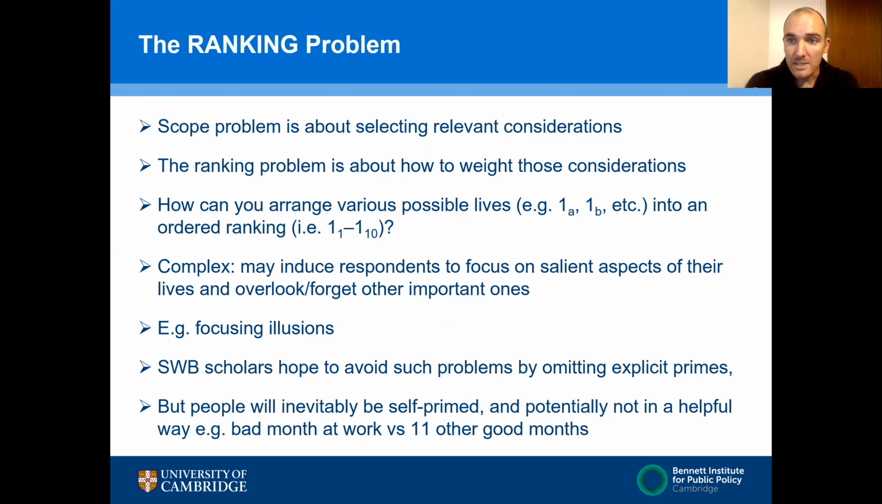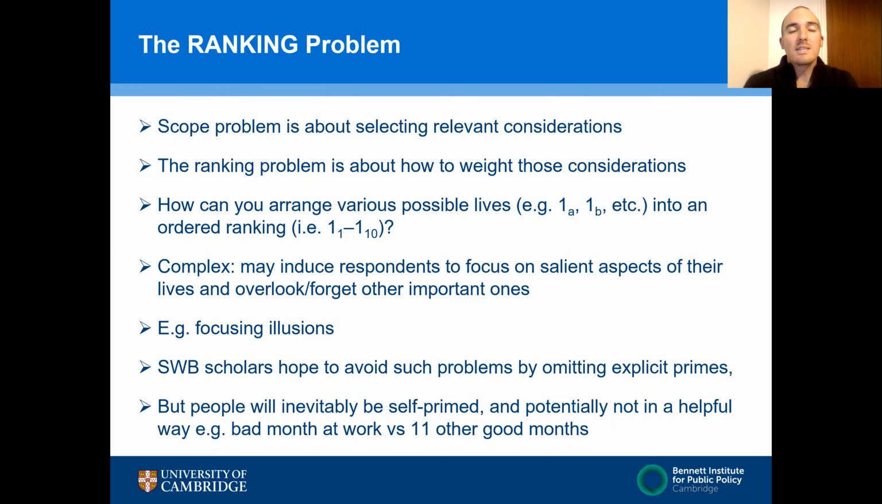This is quite complex, this process, and it may induce respondents to focus on salient aspects of their lives and overlook or forget other things that they will consider important at other times. So for example, focusing illusions. This is a well-established cognitive bias. Actually, I don't think it is that well-established, but there's been a bunch of papers on it.